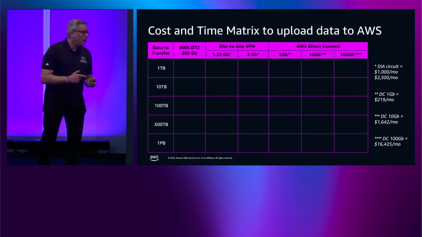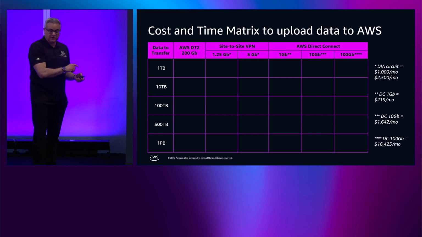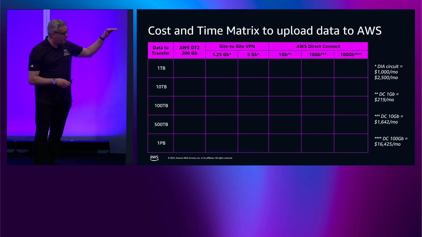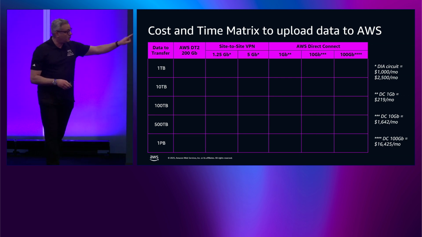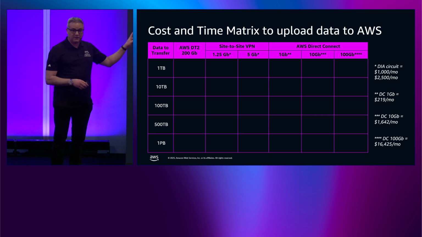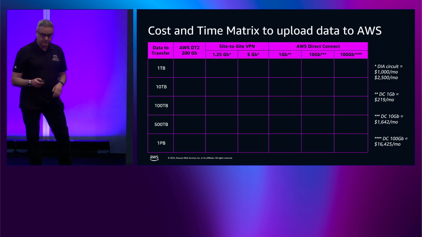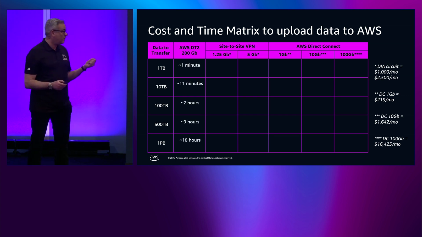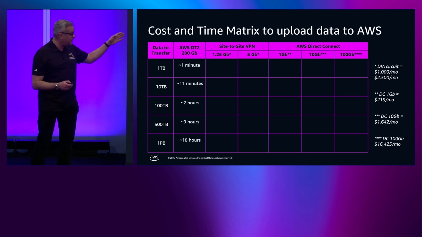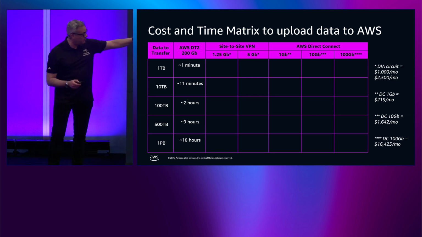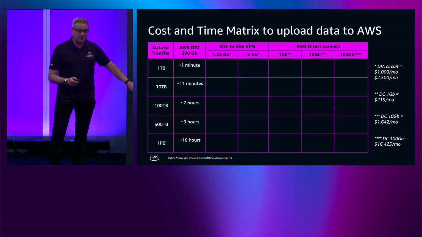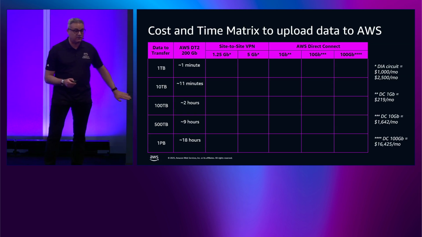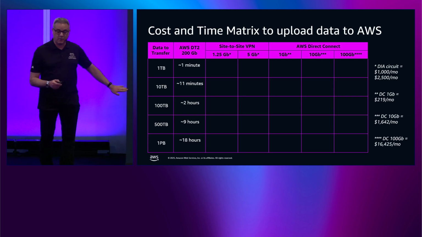Now, on the left-hand side here, we have increasing amount of data from 1 terabyte all the way up to 1 petabyte. And across the top, we have the various AWS services that you can use to get data into AWS. And when we look at the time to copy the data into AWS for Data Transfer Terminal, we can see that we're averaging between 1 minute to 18 hours to get even large amounts of data into AWS. So this can be a very quick solution for us.